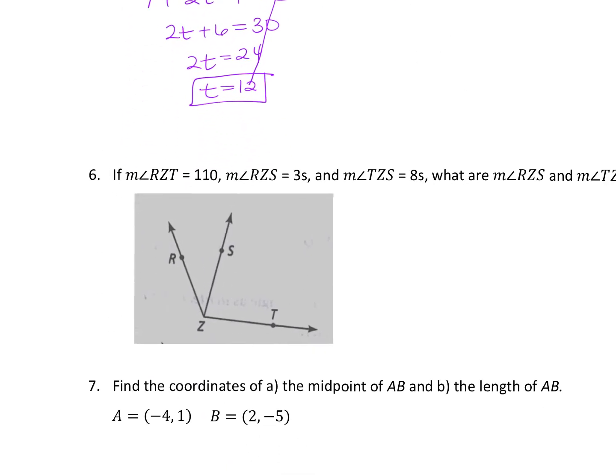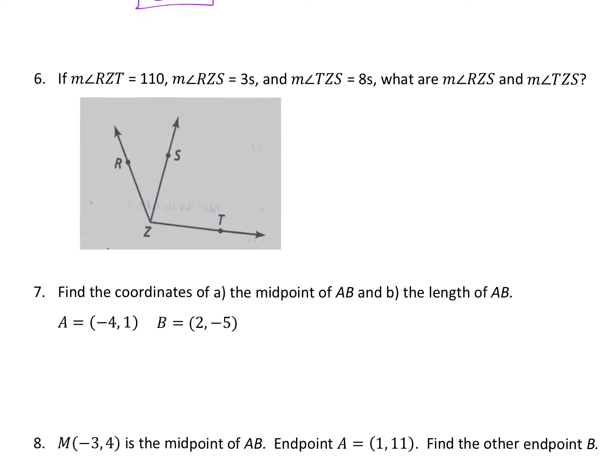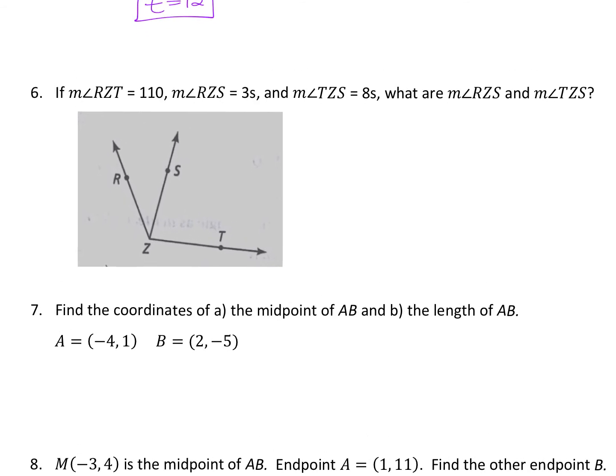Okay, the next one, similar thing with angles. So they tell you angle RZT. That's the big angle, right? That angle is 110 degrees. RZS is 3S, so that's this one. TZS is 8S, that's this one. What are the measures of those angles? What do you do?